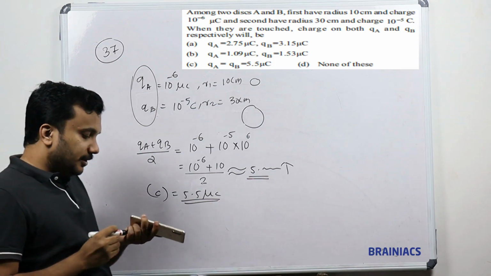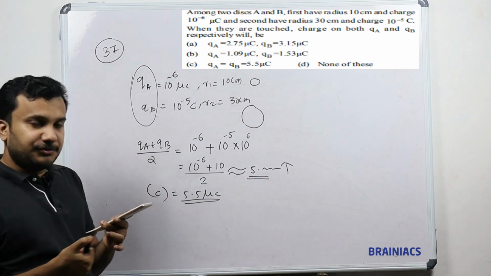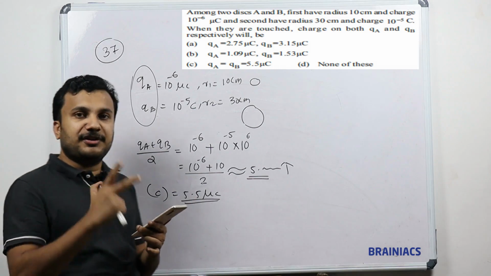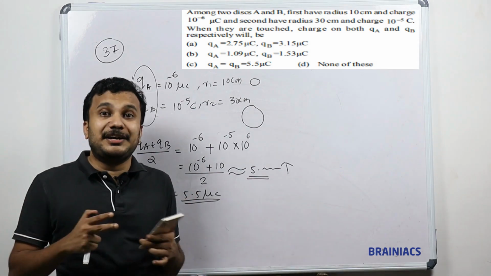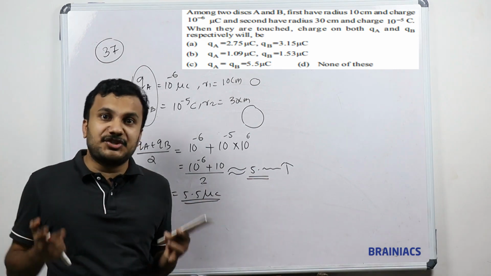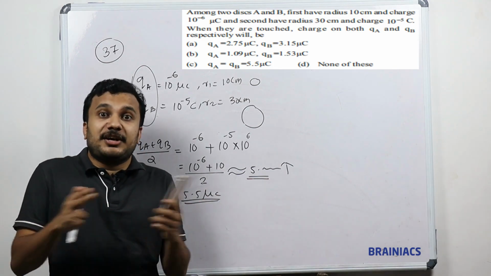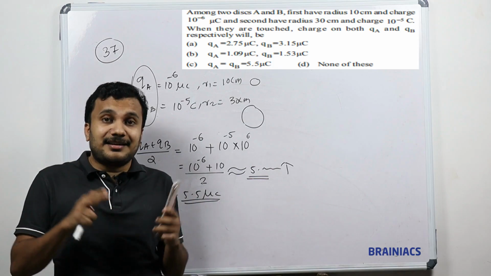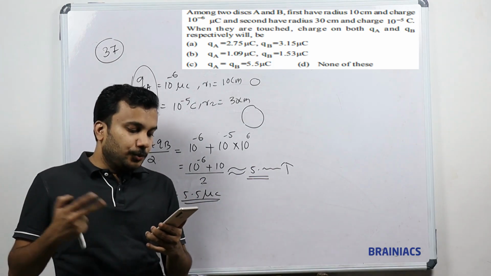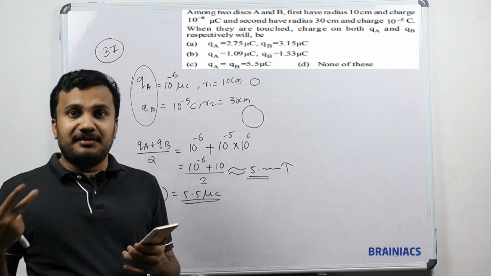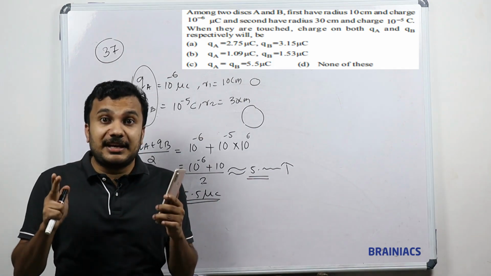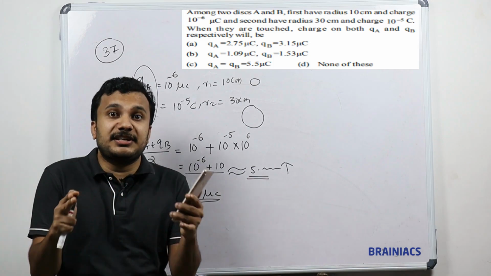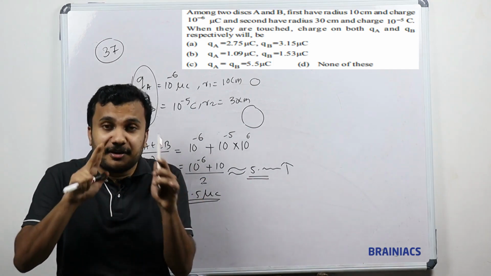And also without doing this you can answer. If you see option A, there are 2 different charges. If bodies touch each other, you will not get 2 different charges. Charges will always be the same, because they will share the charges until they are equal. So QA is one value, QB is another value. There is no chance of that. Both the charges are equal when they are touching each other. It should not be different at all.